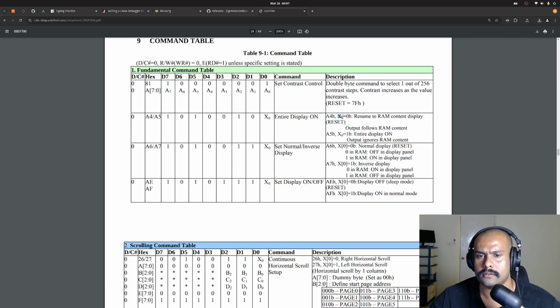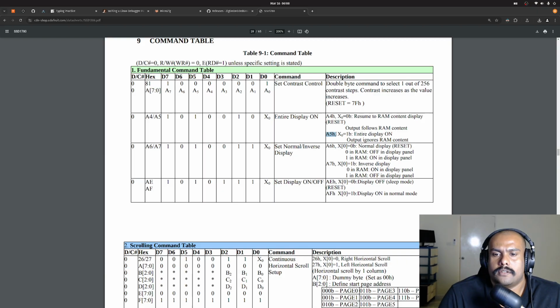A4H X0 equals 0. Oh, A4 high? No. Resume to RAM content display. So reset. Output follows RAM content. A5H X0 equals 1B. Entire display on. Output ignores RAM content.